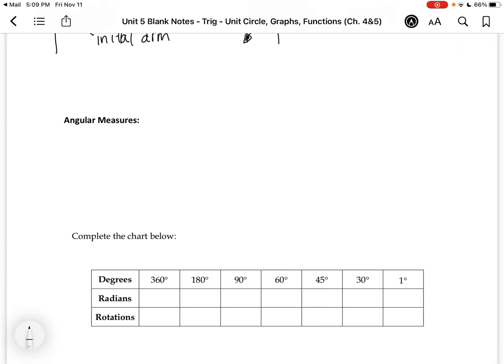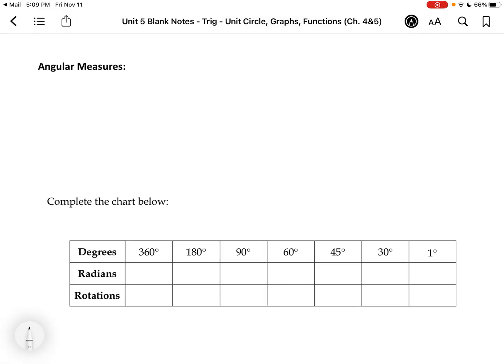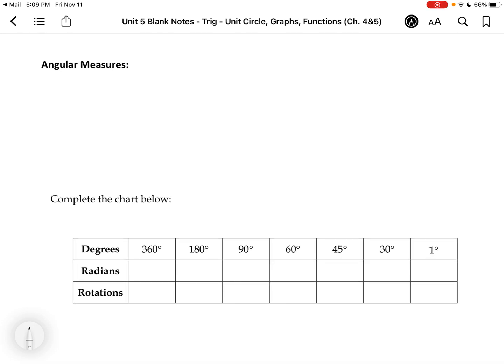Up to this point, you have pretty much only measured angles in degrees, but we are going to introduce this new angle measure called a radian. So the two units we can use are degrees or radians. One of the things we're going to need to do is convert between the two. Hopefully you are familiar with this.